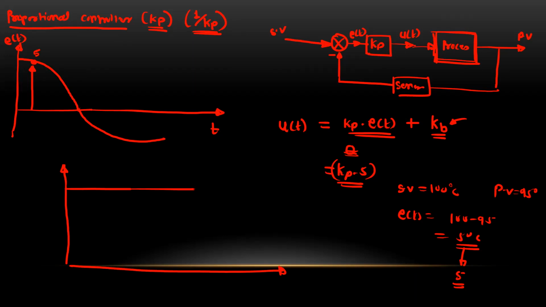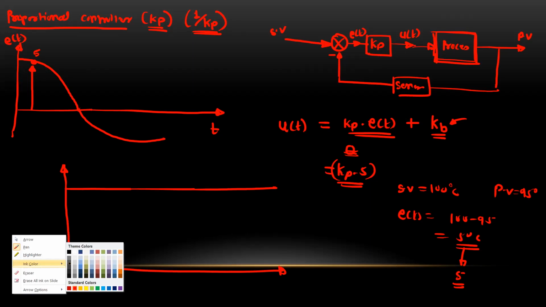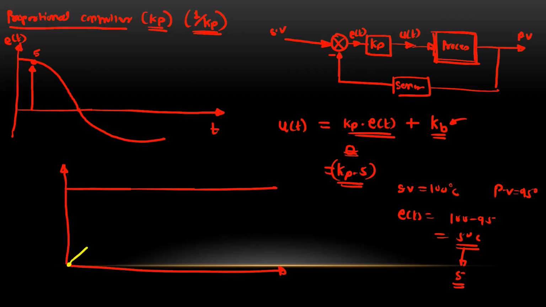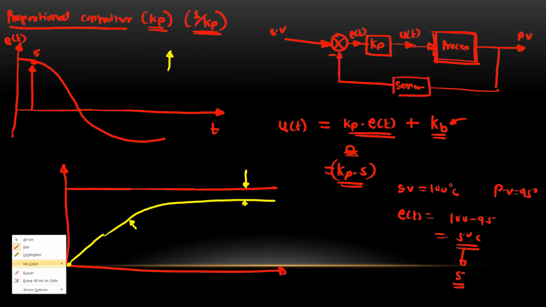so if this is the set value, and this is the response of the actual process, that means it represents the process value. Then our aim is to control this response so that we get a fast response. Also it will minimize this error, and for that we have to increase the Kp value. So if you increase the Kp value for a particular process, then we will get a response like this.